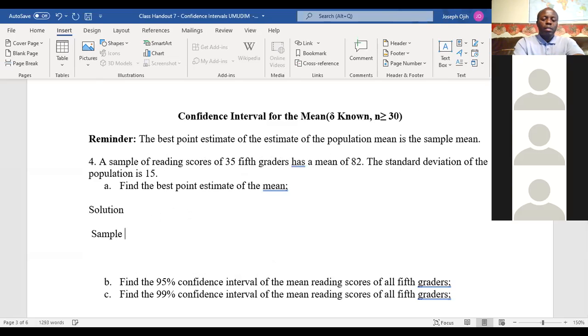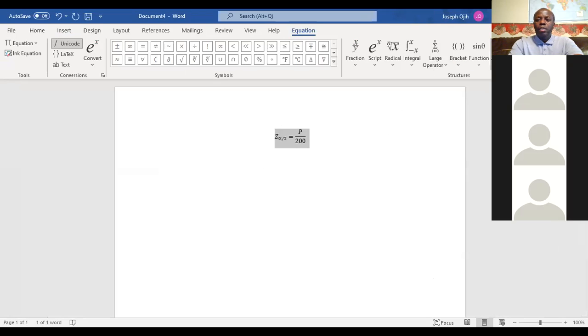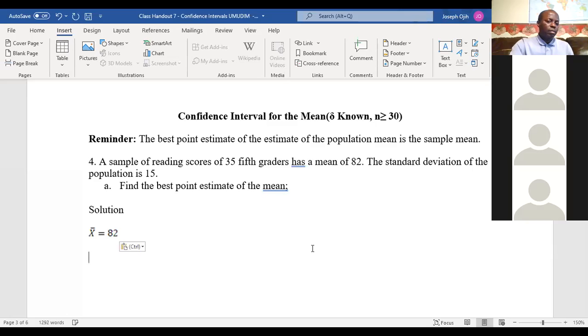Sample mean of 82. Let me put it in symbol because there's a way we write the sample mean. I will take you to the other workbook so we can get the character for the sample mean. Okay, this is the character for the sample mean. So x bar equals 82. That answers that question, because the best point estimate of the population mean is the sample mean of 82. See, the answer becomes 82.